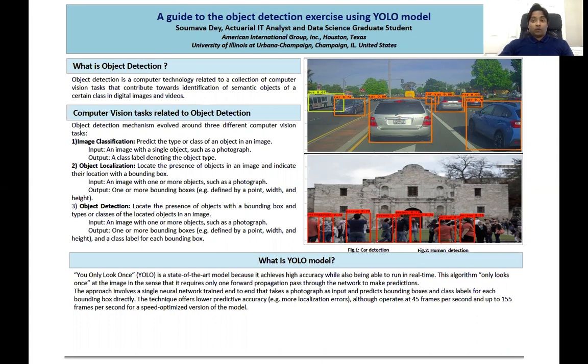The way these things work is that the YOLO model has an algorithm that only looks once at the image, in the sense that it requires only one forward propagation pass through the network to make a prediction. Because of the one forward propagation logic, it's very fast and also preserves high accuracy.